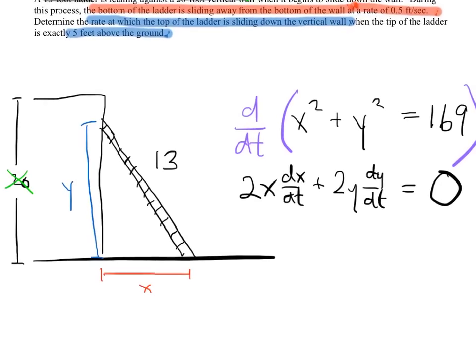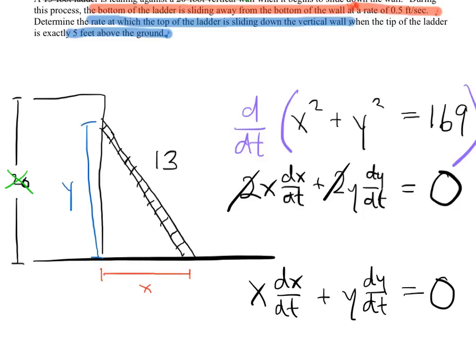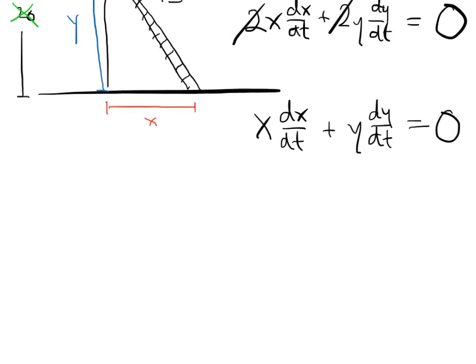Okay? So just real quick before we get to naming all of our variables here, again, let's cancel out those 2's. And on the right side, we don't need to cancel anything out. So we will have x dx/dt plus y dy/dt equals 0. And the beauty of this question is that it's actually easier than the last one. There are only 4 variables to get.